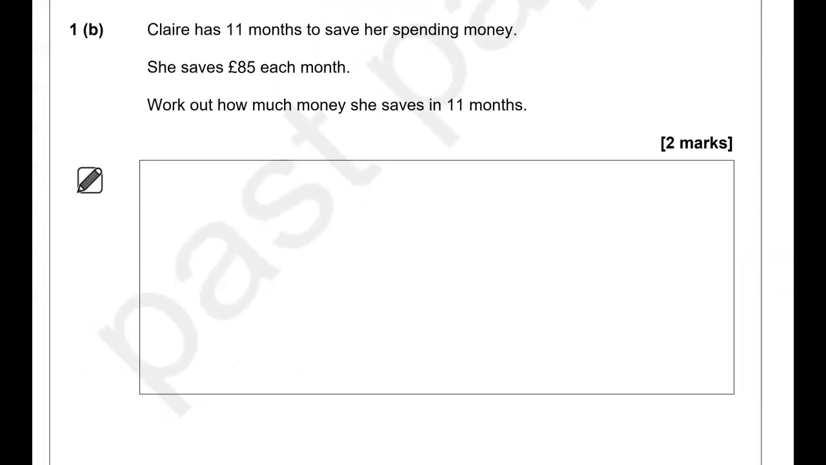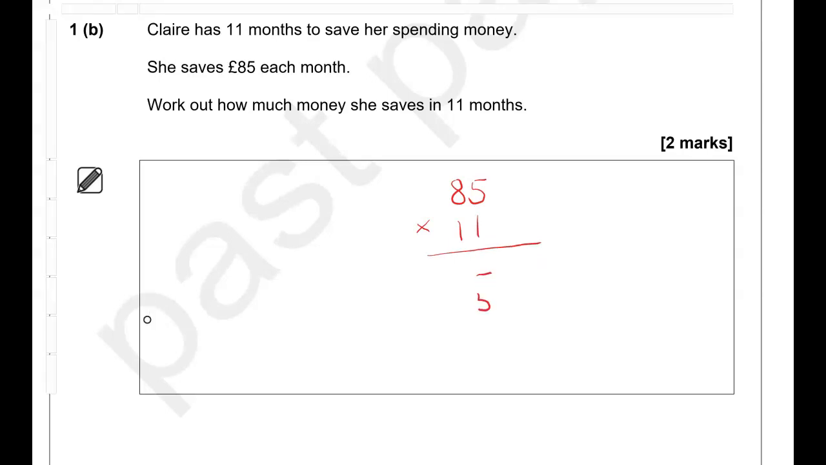Claire has 11 months to save her spending money. She saves £85 each month. Work out how much money she saves in 11 months. So £85 each month, and it is 11 months. So we're going to multiply 85 by 11. 1 times 5 equals 5. 1 times 8 equals 8.